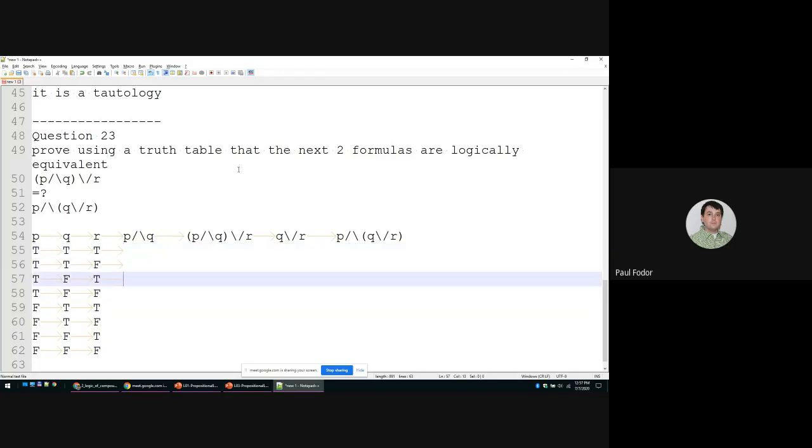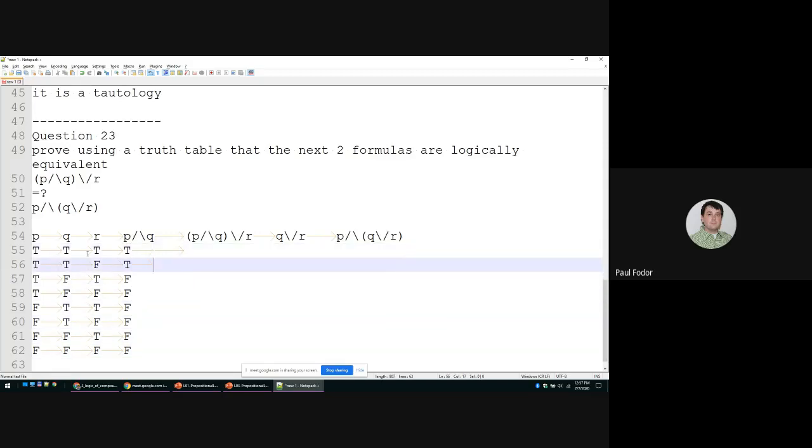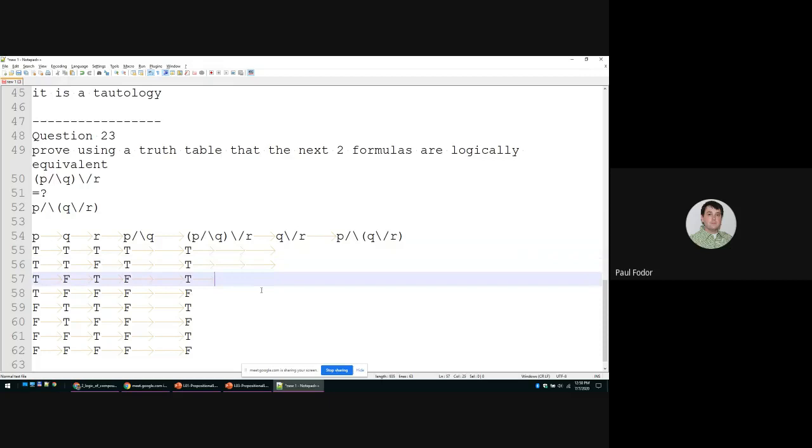Okay, good. And now we have the truth values of P and Q. So true and true is true. True and true is true. True and false is false. True and false is false, and false and anything else is false. Good. Now we have the disjunction between P and Q, and R. So true or true is true, true or false is true, false or true is true, false or false is false, or true is true, false or false is false, or true is true, and false or false is false. Good. So we have this entire table for the first formula.